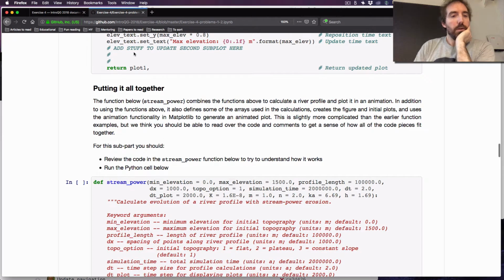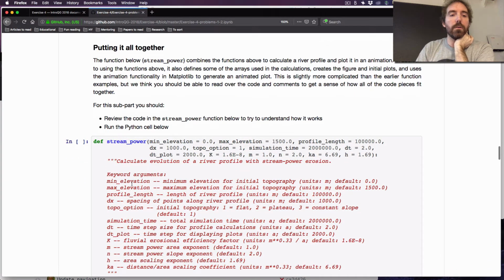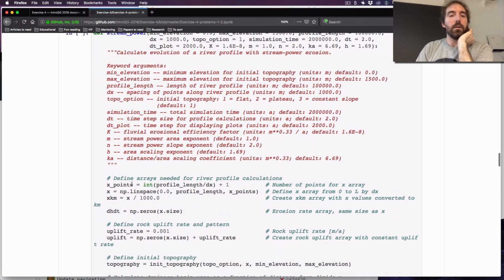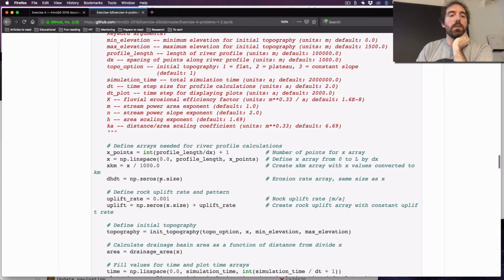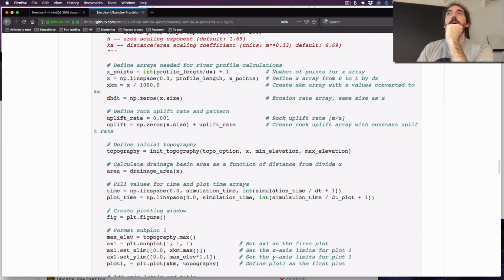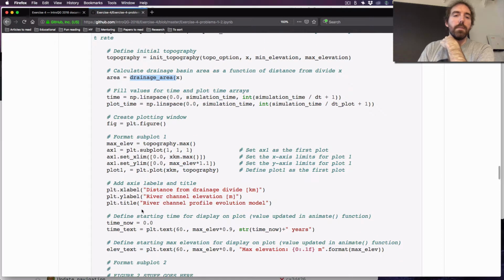And then the last one is the stream power function, and that basically just allows you to call one function to do everything in this stream power law model that we're going to be working with. I won't go through this in detail, but I would suggest that you just look through line by line to make sure that you understand what is happening. It calls a lot of the functions that are defined above, like you can see here's init topography, here's drainage area, and other things like that.